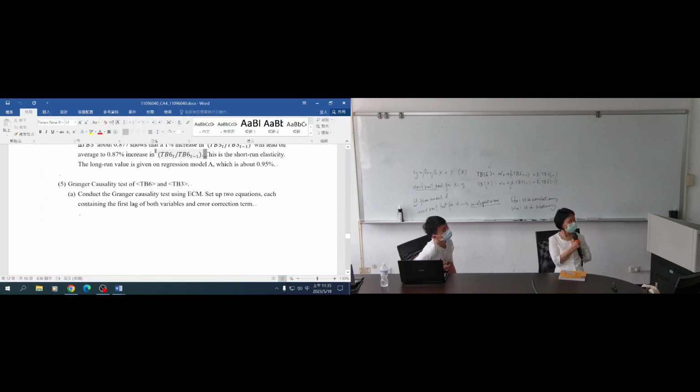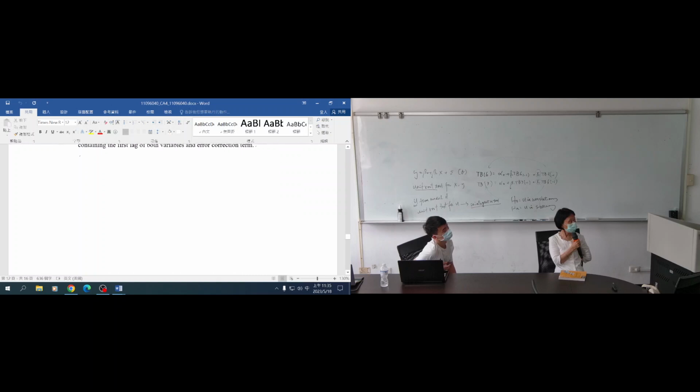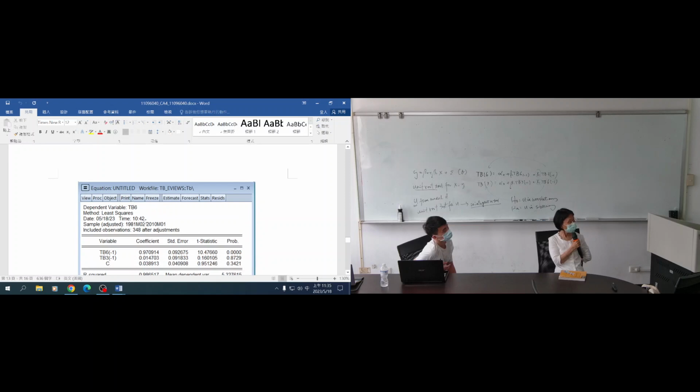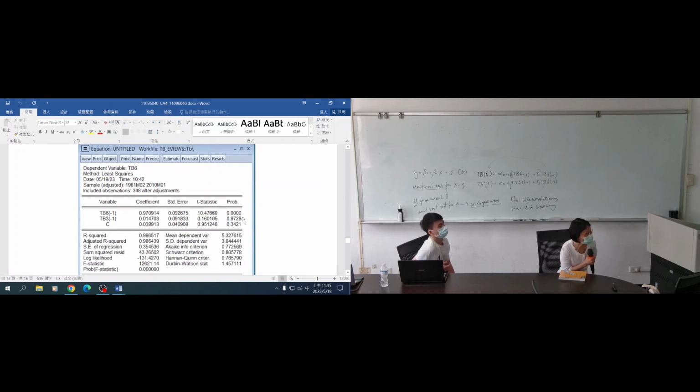And then the Granger causality. For this one I also used the short term. At first I used the short term, and then I just added one more, so we can see the comparison between the short run and long run. This is the long run. We have the probability here. If we use 10%, this is not significant.